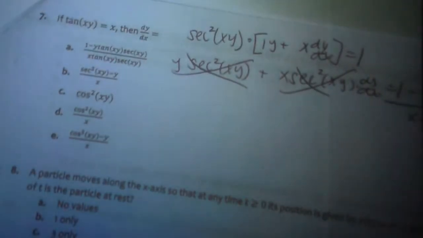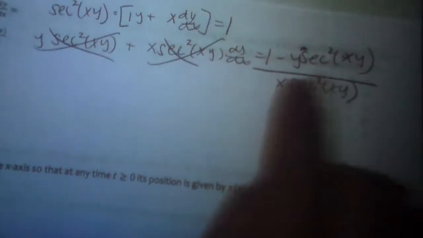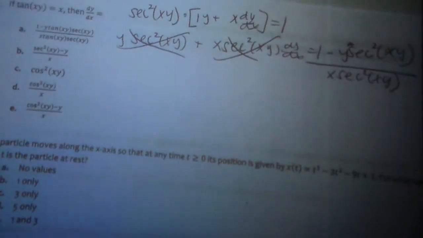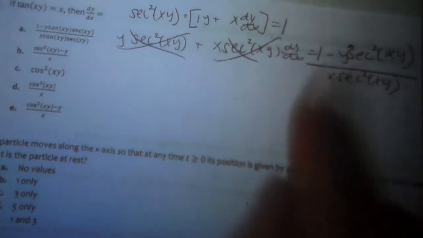So I have 1 minus y secant squared, over x secant squared. And then you'll notice that actually none of my answer choices look like that. Now I know I did it right, so I'm going to have to rearrange this.